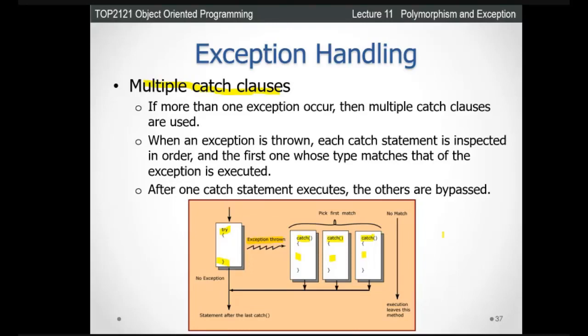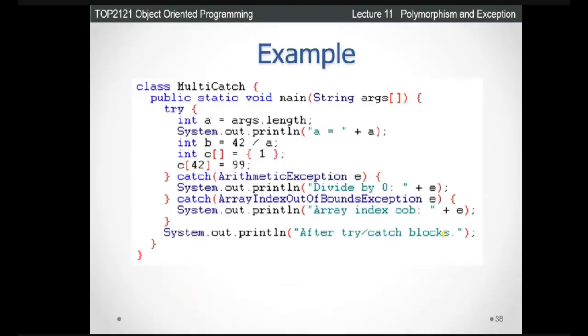Okay, let's move to the code here. We have multiple problems here. The class name is MultiCatch. Then we use the try block. Inside the try block, we have code with multiple problems. Look at the argument length. Whatever length we input, it might be 0, it might be more than 1. Now look at the a value.